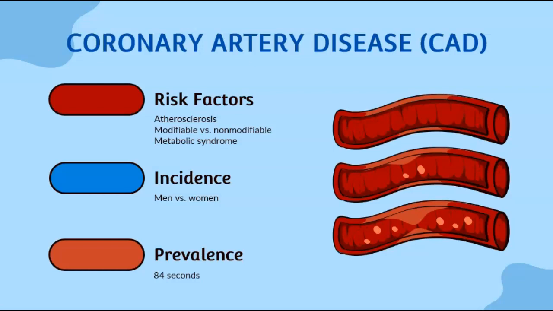Usually the first MI is going to be seen in men around the age of 65, whereas the first MI will be seen in women around the age of 72. And every 84 seconds, someone dies from coronary artery disease.